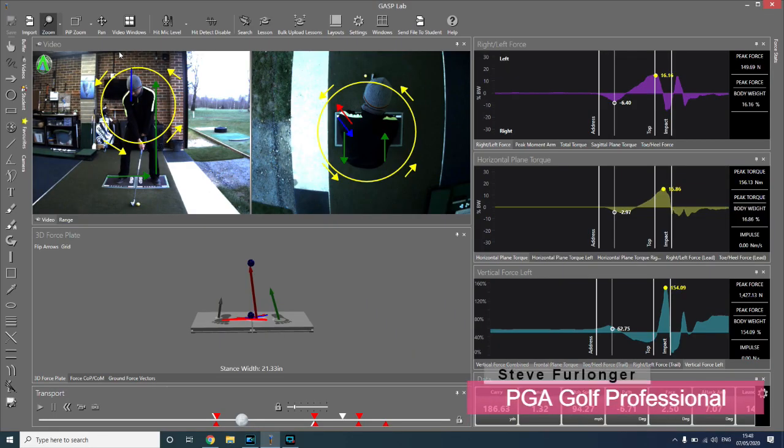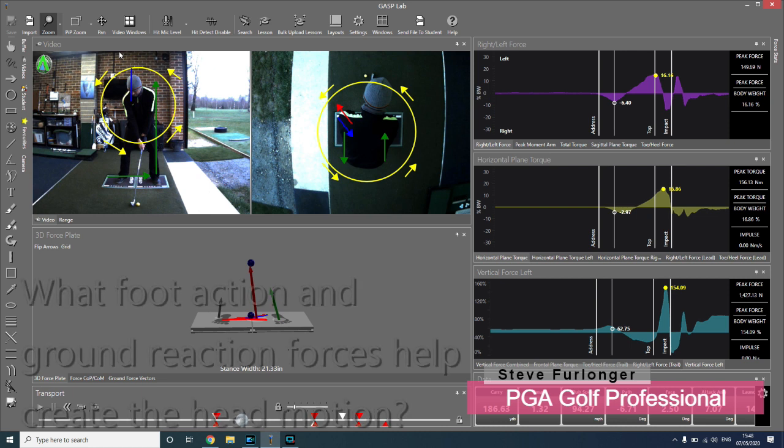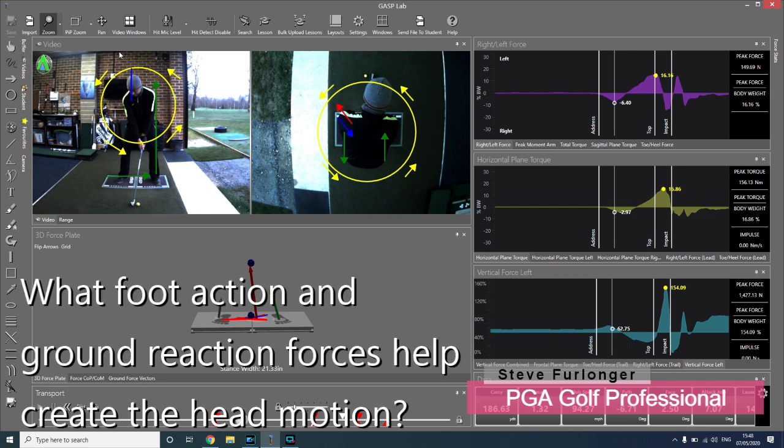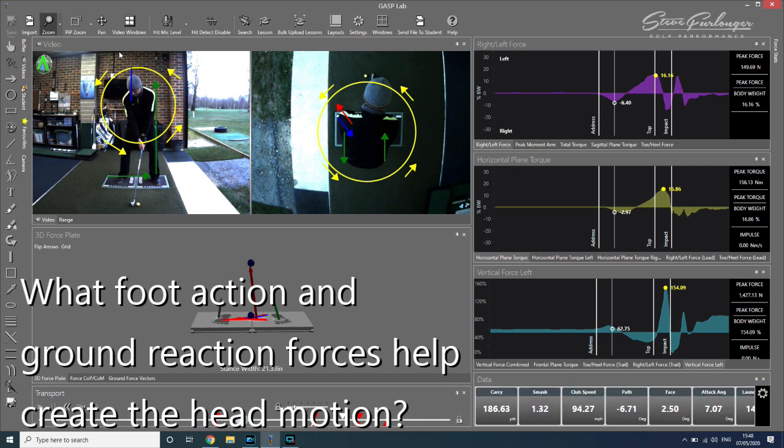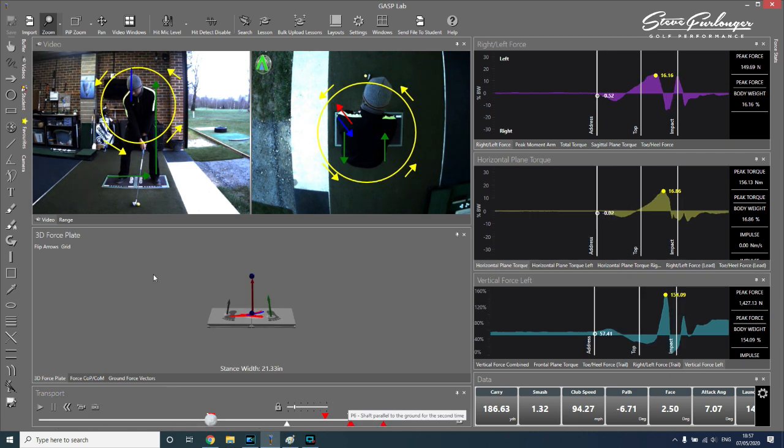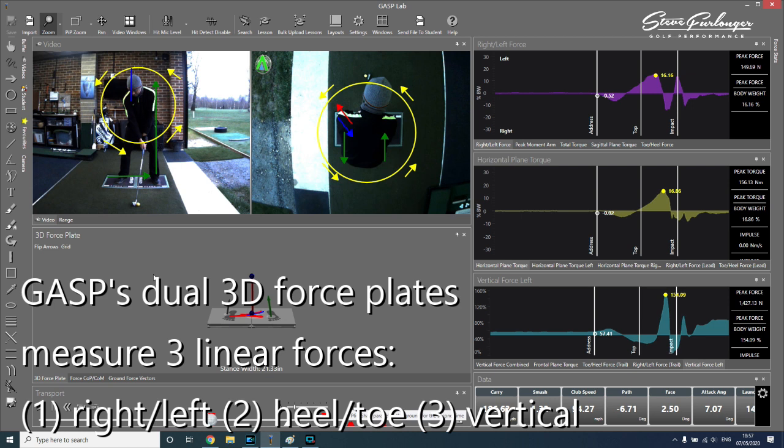I wanted to just go through the forces and torques, the foot action and the ground reaction to the feet and their actions into the ground, and how that would contribute and also facilitate a movement of the head up and back. Okay, I have a dual 3D force plate system made by GASP, and it measures dynamically 3 linear forces: right left force, heel to toe force, and vertical force.